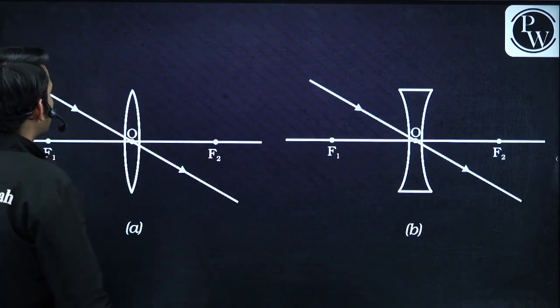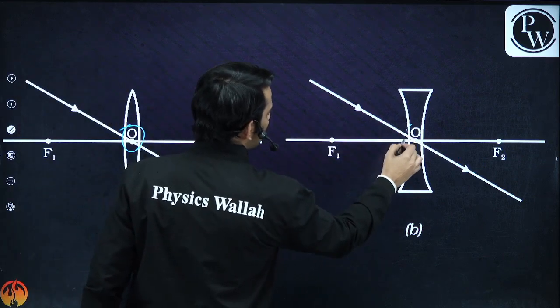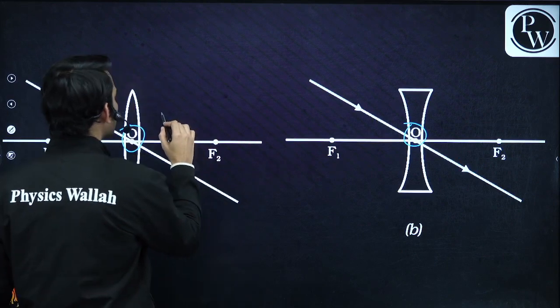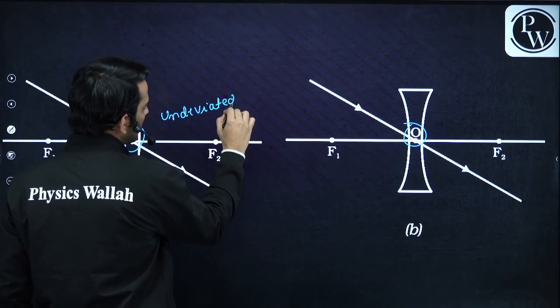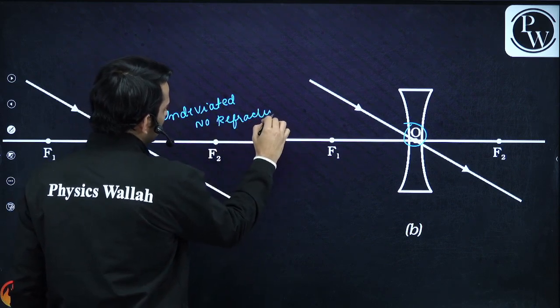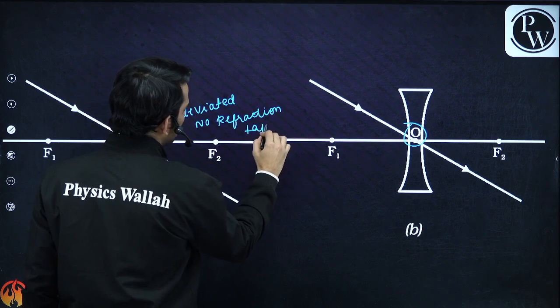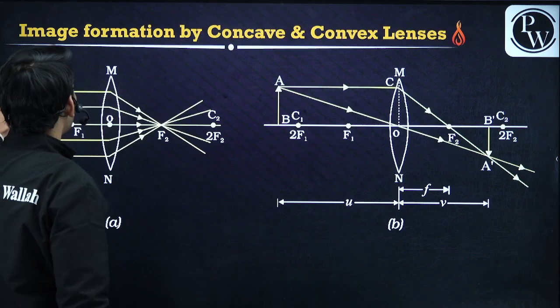Next is the ray passing through the optical center goes undeviated. Similarly, for the ray passing through the optical center, in both the cases, the ray goes undeviated through this point. That is, no refraction takes place. Right? Now, what are the various cases?